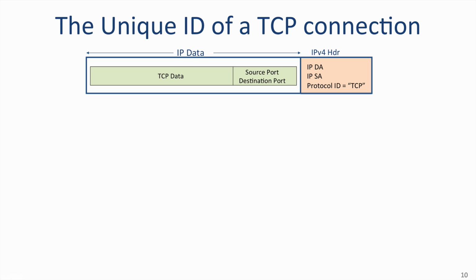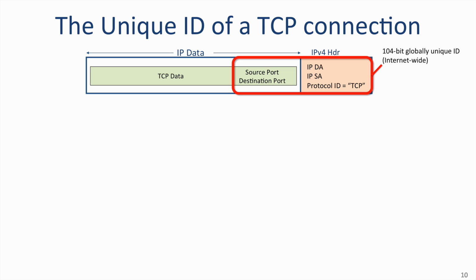A TCP connection is uniquely identified by 5 pieces of information in the TCP and IP headers. The IP source and destination address uniquely identify the endpoints, and the IP protocol ID for TCP tells us the connection is TCP. The TCP source and destination ports identify the application processes on the end hosts. Together, at any instant, all 5 fields uniquely identify the TCP connection internet-wide.